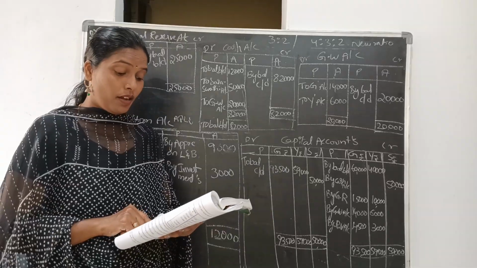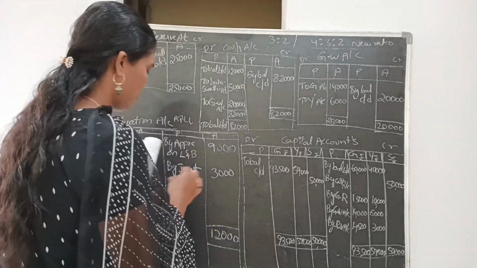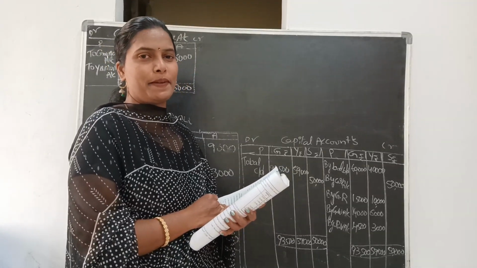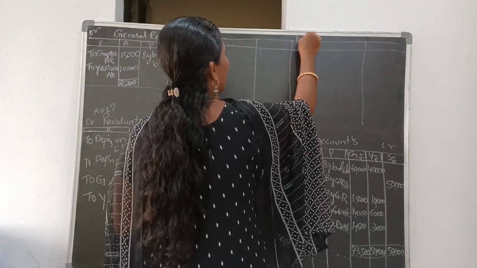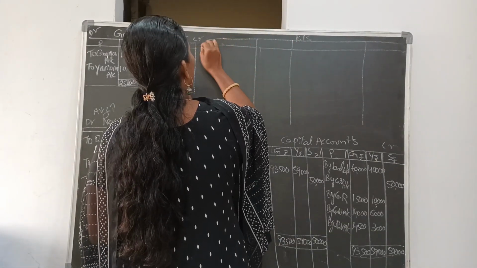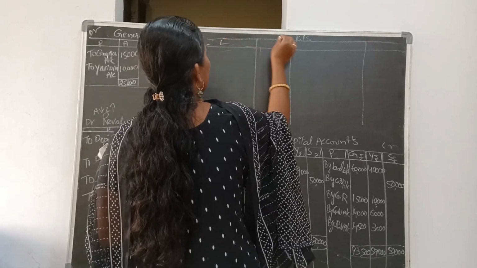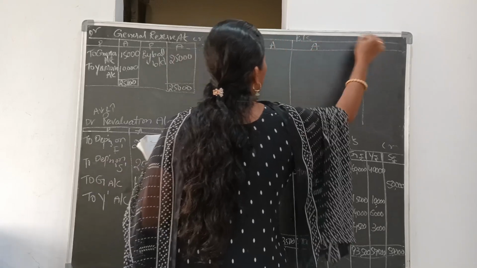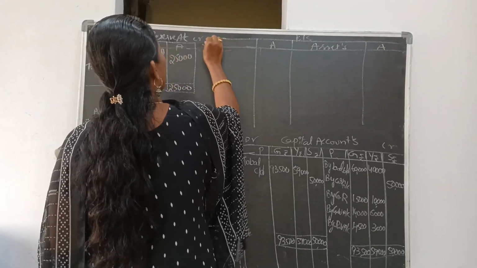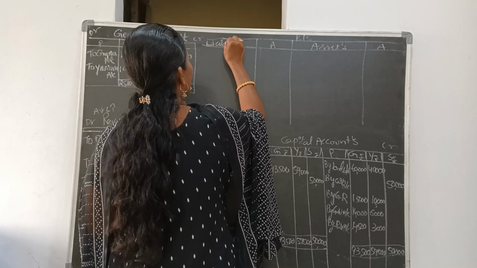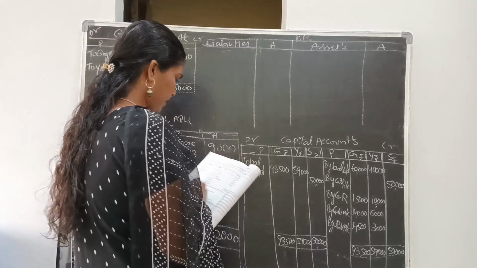Okay. So now finally we are going to prepare the balance sheet. I'll rub these two. So now we will prepare the balance sheet. This is the liabilities side and this is the assets side. This is the amount column. So write down in full form liabilities, assets, amount and amount.